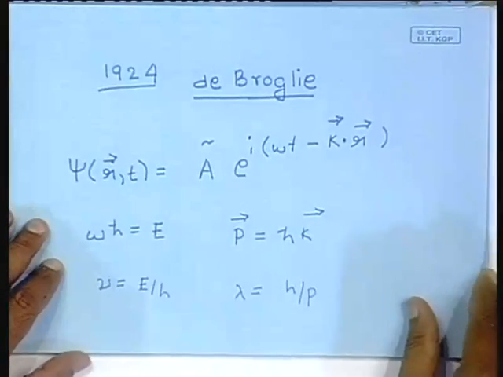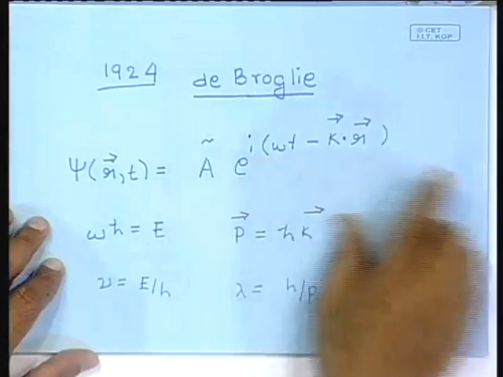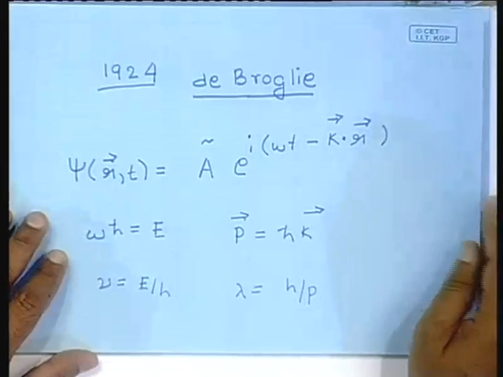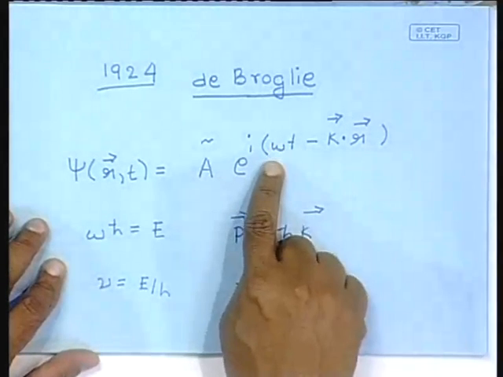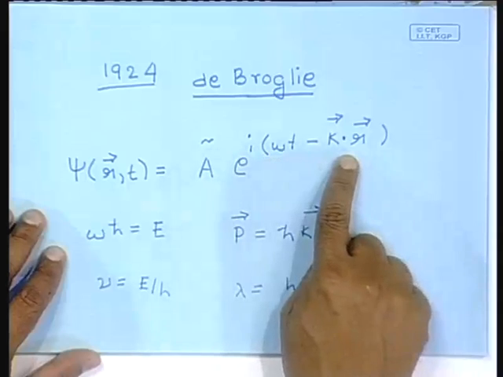Next, let us ask the question. We were supposed to now take up a few questions. So, the next question that we are going to take up is, what is the dispersion relation for this wave? What do we mean by dispersion relation? We have already discussed this. A dispersion relation is a relation between the angular frequency and the wave vector.